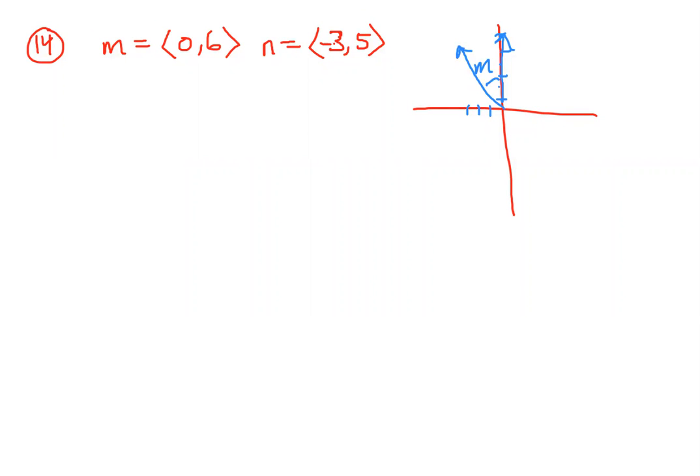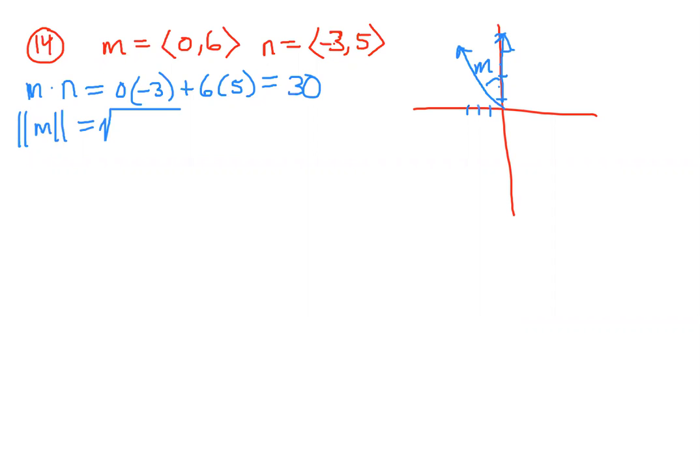It's kind of nice to draw a picture sometimes so you can see if the angle you get makes sense. Like, look at this angle. It's small. If you get a huge angle, then you must have done something wrong. So let's find what we need. We need the dot product, which is 0 times -3 plus 6 times 5, which is 30. And then we need the magnitude of both of them.